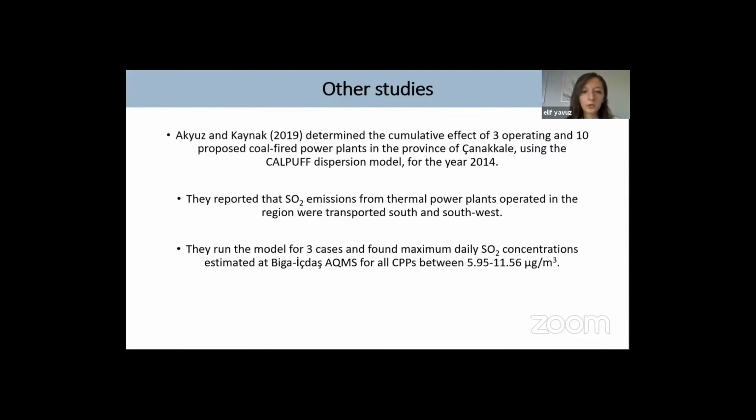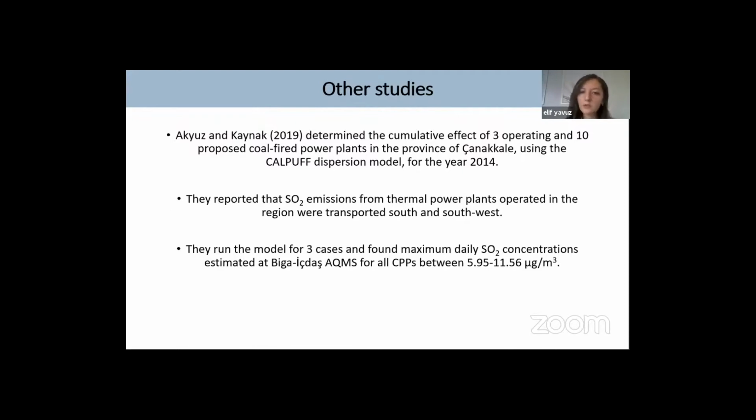If we look at the other studies, Akgüz and Kaynak determined the cumulative effect of 3 operating and 10 proposed coal-fired power plants in the same region using the Calpuff dispersion model, and they calculated for the same year. They reported that SO2 emissions from thermal power plants operated in the region were transported south and southwest, where the district center is located.